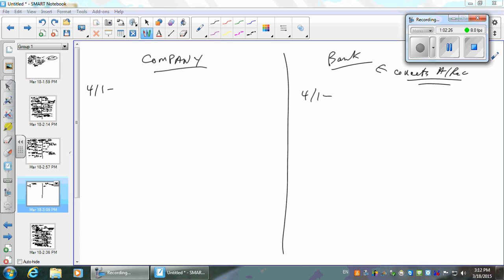Okay, anyway. So what would we do? The bank's going to collect the receivable. So first, let's record the loan. How would you record the loan? The company gets what? Cash. And how much do they get? The note payable is how much?